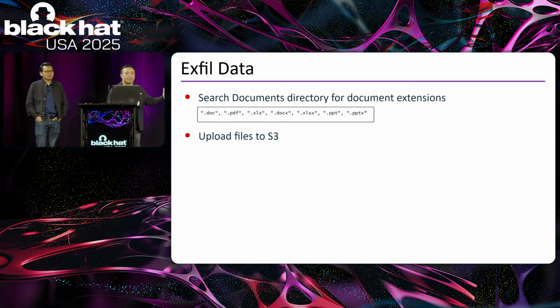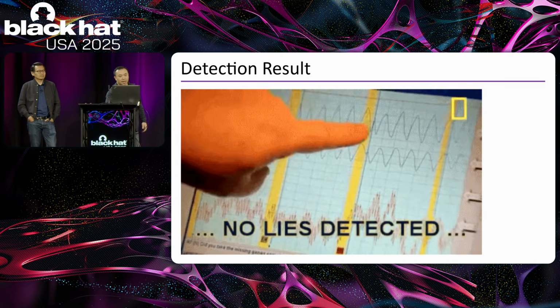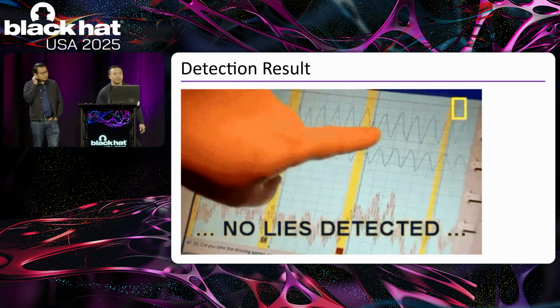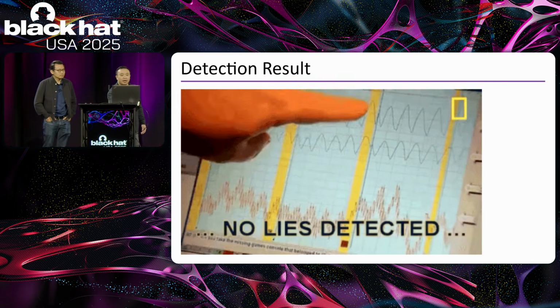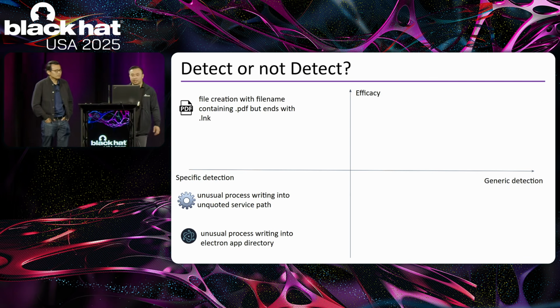So in the last step, I searched for files with document extensions in the documents directory and exfiltrated them to S3 buckets. And the final result is I didn't trigger any more alerts from any of the 3 EDRs. So back to Rex to talk about detection in this campaign.